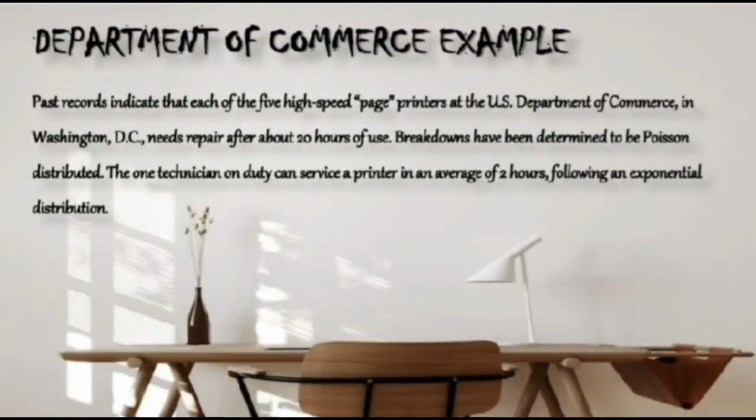So, next, we are going to apply all the formulas that I have stated in this problem. The Department of Commerce past records indicate that each of the 5 high-speed page printers at the U.S. Department of Commerce in Washington, D.C. needs a repair after about 20 hours of use. Breakdowns have been determined to be Poisson distributed. The one technician on duty can service a printer in an average of 2 hours, following an exponential distribution.